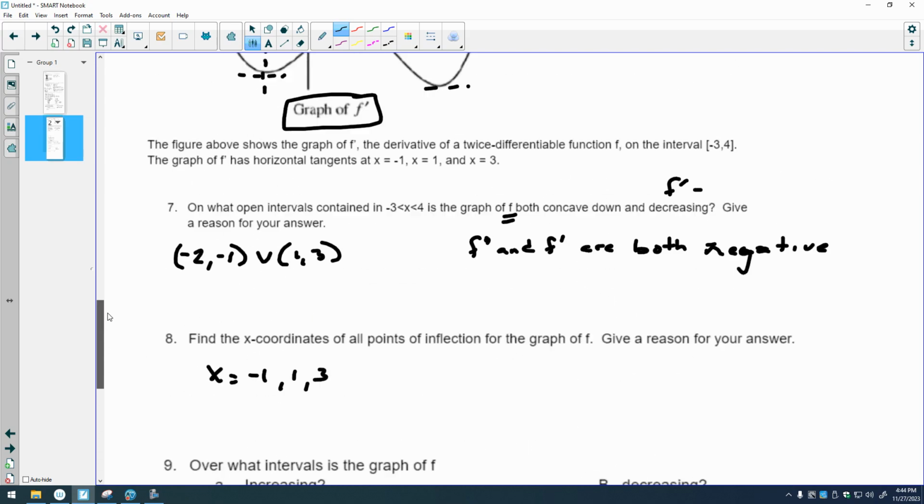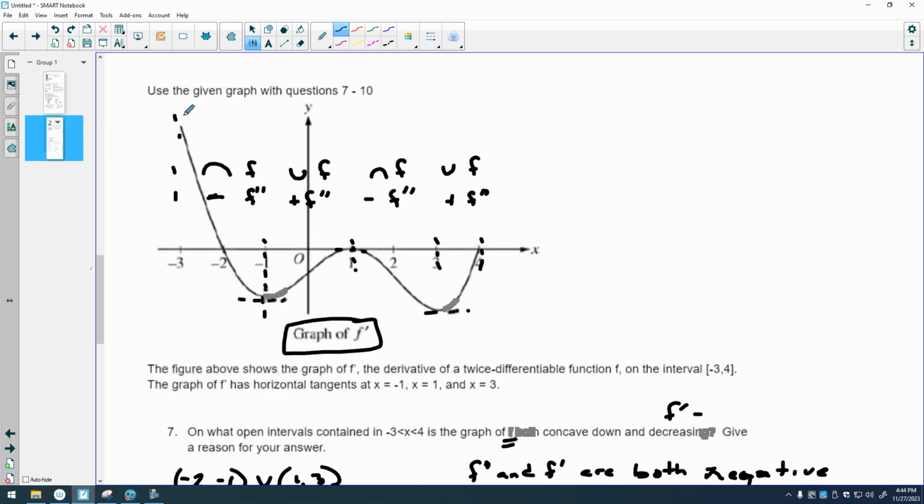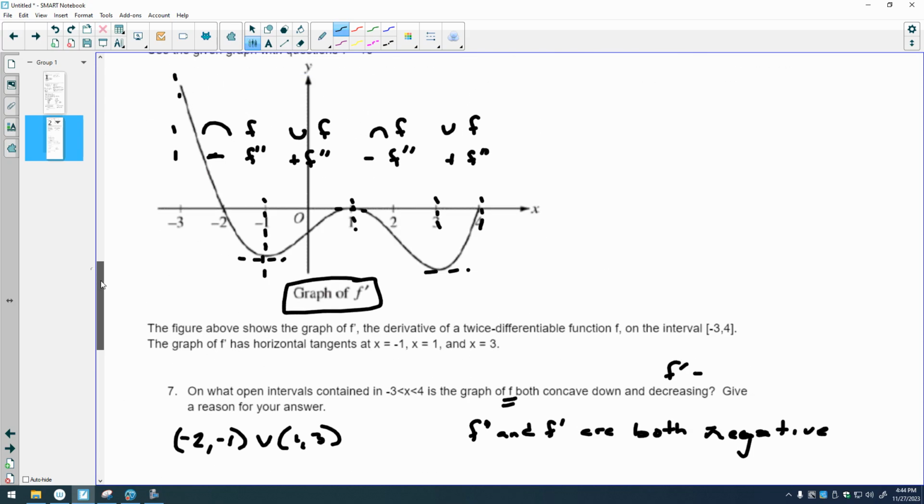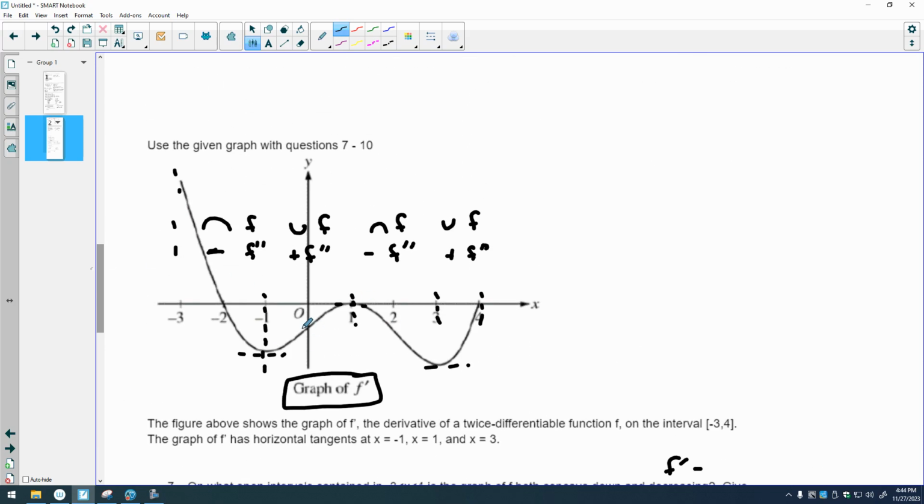Okay, does it switch signs? My first derivative goes from positive, above the x-axis, to negative, below the x-axis. The original function goes from increasing to decreasing. This is a relative max. At the other point, my first derivative stays negative. It goes from negative to negative. My original function is decreasing, and it is still decreasing. This is a plateau point.